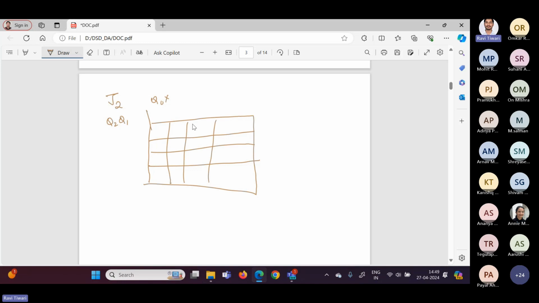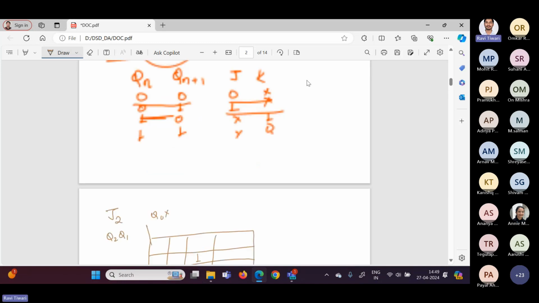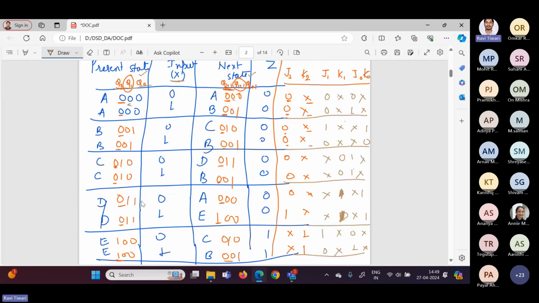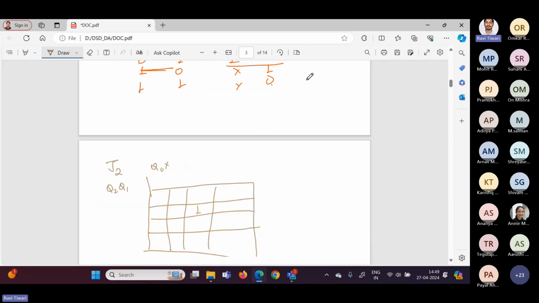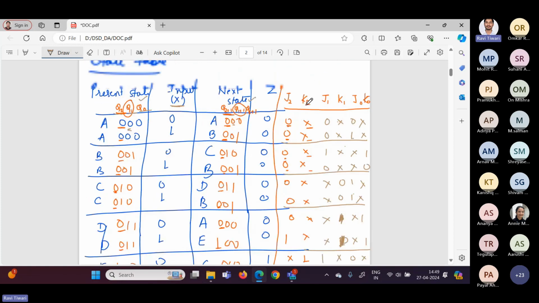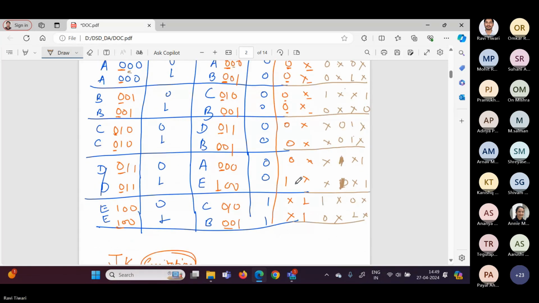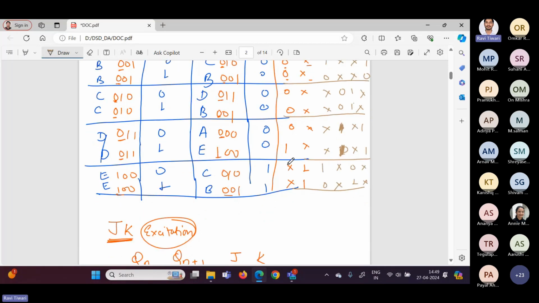And based on the value, if you fill, you will get a single 1 only at 0, 1, 1, 1. That means the 7th bit will be 1. And after the 7th bit, you have all the conditions as don't care. Okay. So here also you can fill all other values as don't care, right?